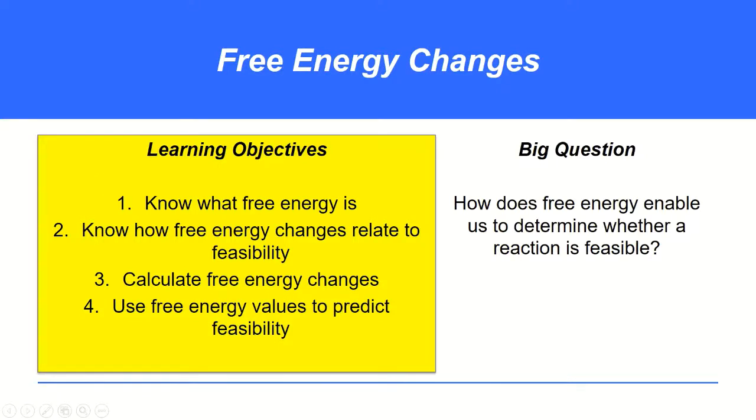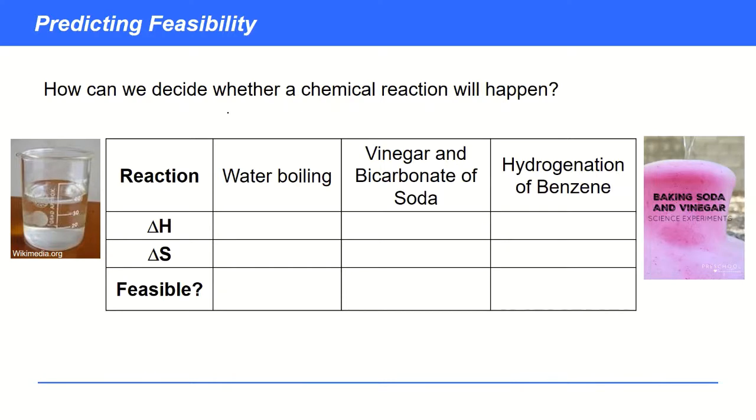Welcome to this video on free energy changes. We're going to look here at how the free energy enables us to determine whether a reaction is feasible. So far in this topic we're looking at this fundamental question of how we decide whether a chemical reaction is going to happen, and we've introduced this concept of feasibility to help us to do that.